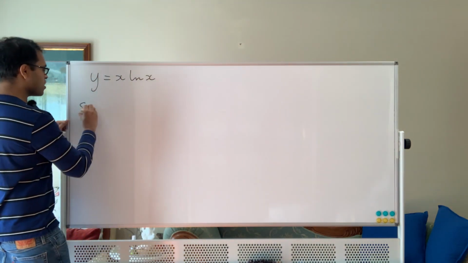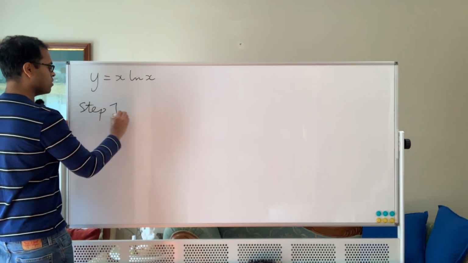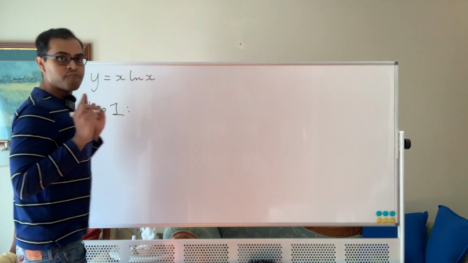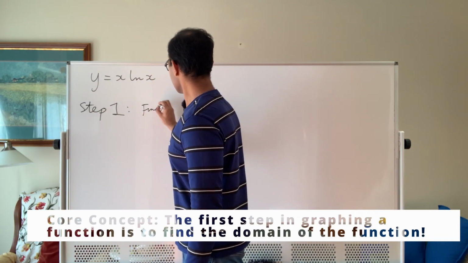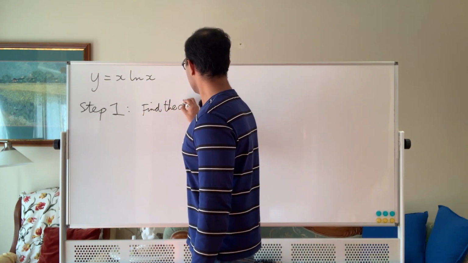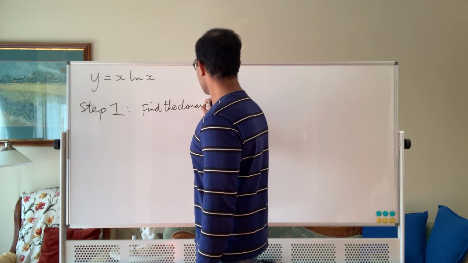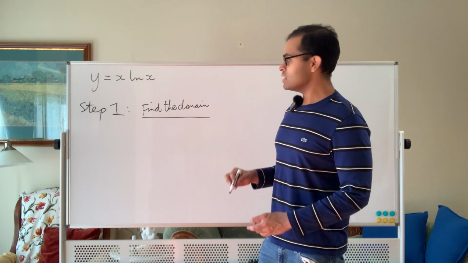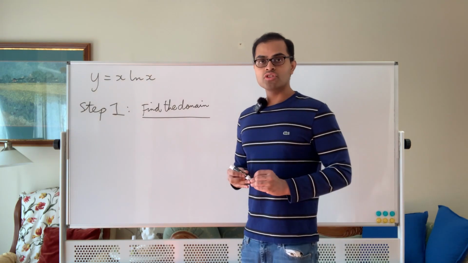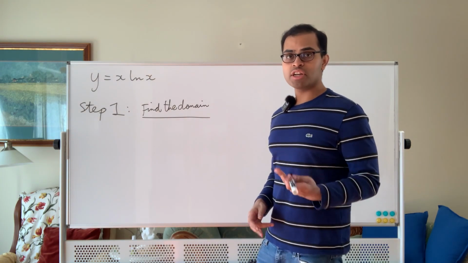Very first step when graphing any function, step one, it's always number one: find the domain of the function. So that is number one. We want to find the domain. So what we can do here is we can just think about what the function is. It is x times log x. So the domain is going to be when this function is defined.